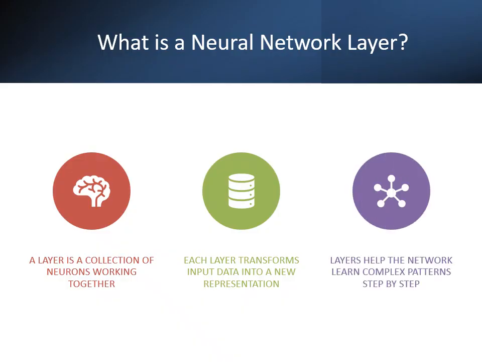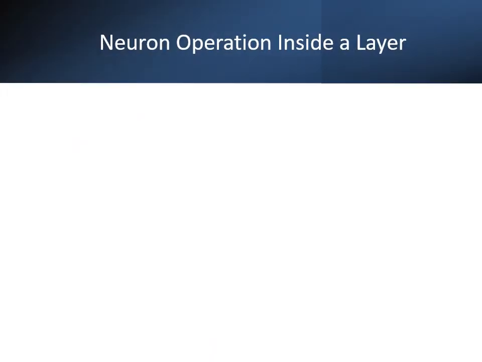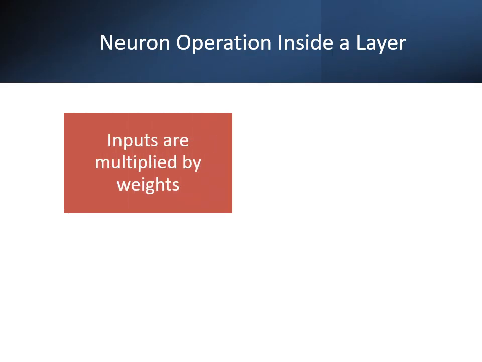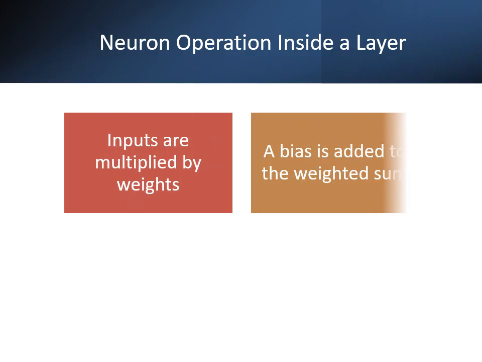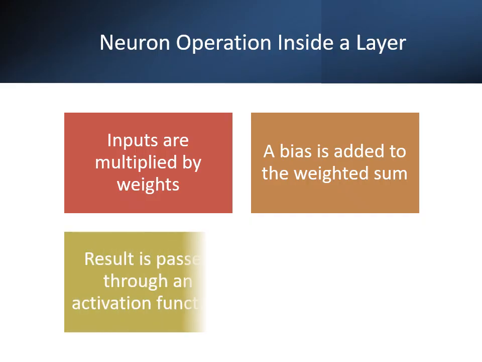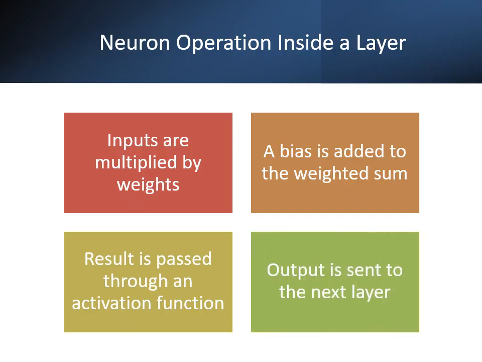Neuron operation inside a layer. Inside a layer, each neuron multiplies inputs by weights, adds a bias, and then applies an activation function. This output is passed to the next layer. Although this calculation is simple, repeating it across many neurons and layers creates powerful learning capability.